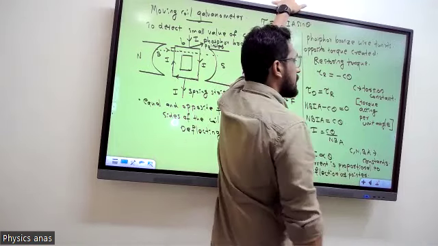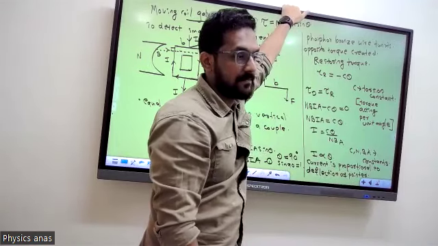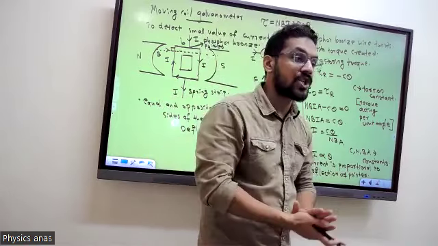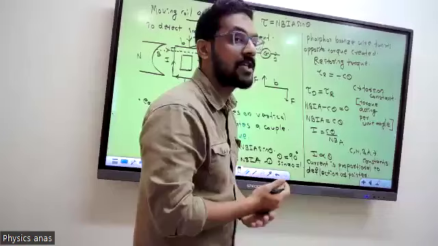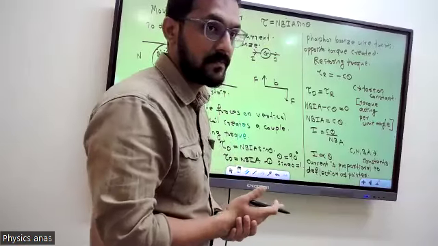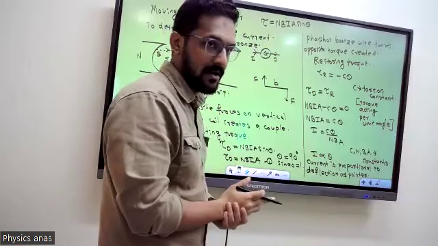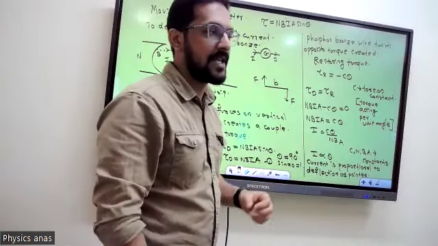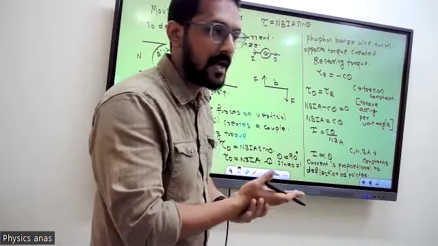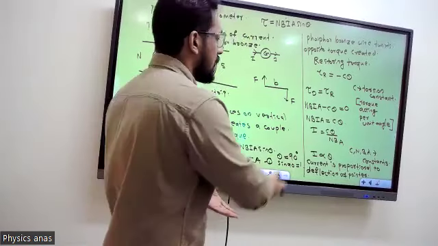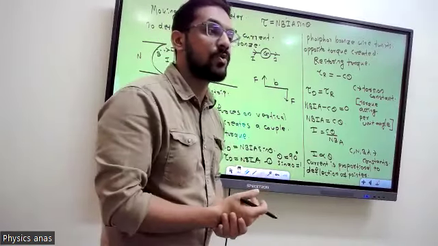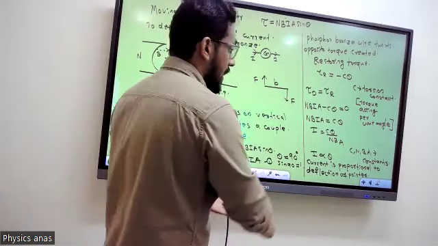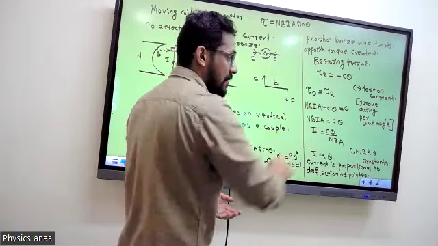So tau R is equal to minus C theta. C is called a torsion constant, and it is the torque acting per unit angle. So you can add both of them and you will get 0 because they are equal and opposite. So NBIA will be equal to C theta, and I is equal to C theta by NBA.